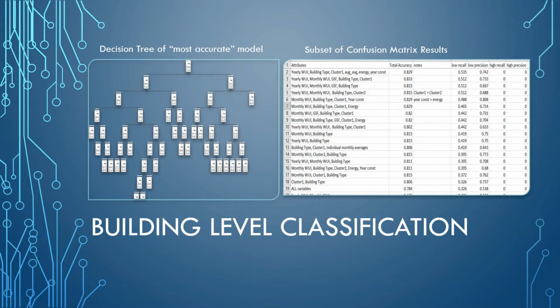results ranged from about 0.67 to 0.833, and attributes in the model that resulted in the highest overall accuracy included a building's yearly average WUI, monthly average WUI, square footage, building type, and clustering results.